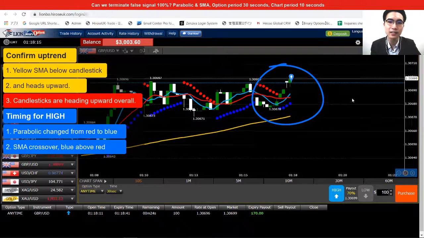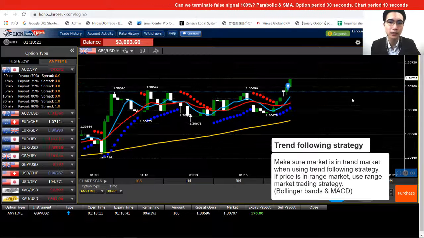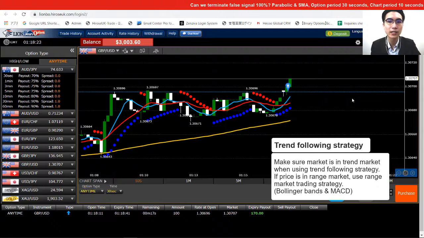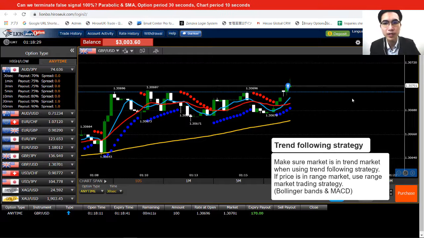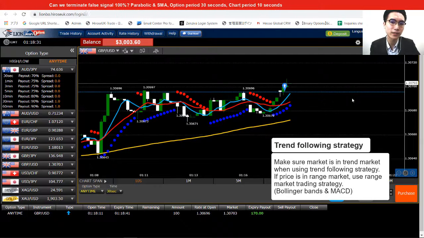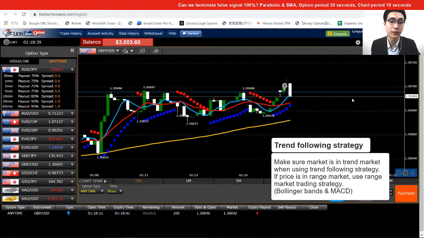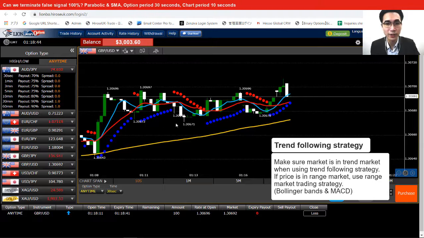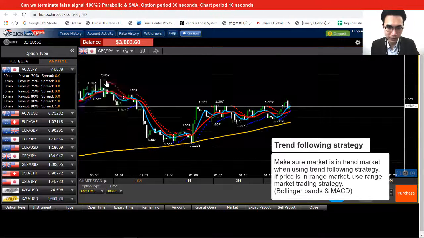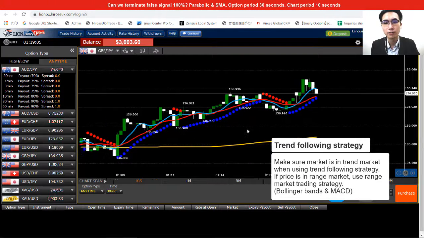So again, this strategy is a trend following strategy. The most important part for you is to identify the trend direction, whether it's in an uptrend or in a downtrend. If it is in a range market, you do not use this strategy for range market trading. You will switch to another strategy, perhaps the Bollinger Bands and MACD, to trade the range market. So the point here is for you to use the right strategy for the right market conditions.